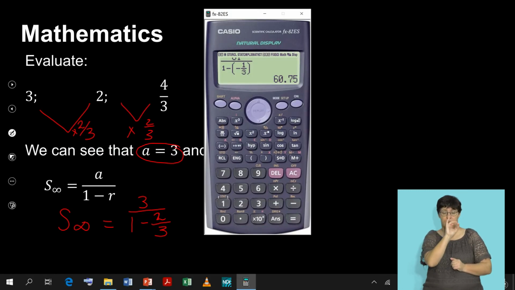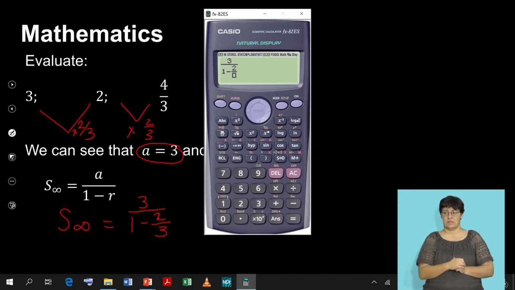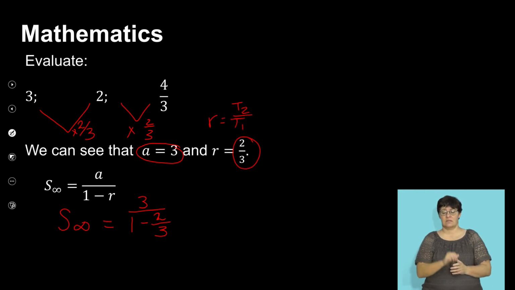Let's pop this all on my calculator. Then we can actually see what the sum to infinity is. So I've got 3 over 1 minus 2 over 3, which is equal to 9. So for this specific example, the sum to infinity is equal to 9.